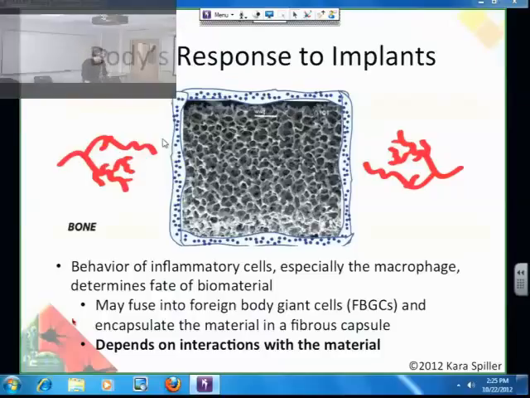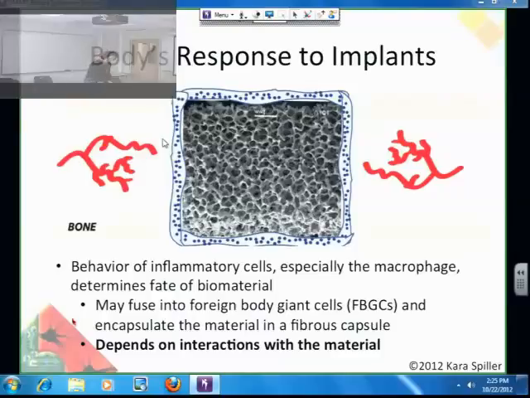Obviously, we don't want that to happen for a biomaterial, because if it's encapsulated in a fibrous capsule, then it's not going to be interacting with cells the way that we designed it to. So an extremely active area of research is how properties of the biomaterial affect the formation of the fibrous capsule. The goal is to have no fibrous capsule, because you want the biomaterial to be completely integrated the way that you designed it to be.